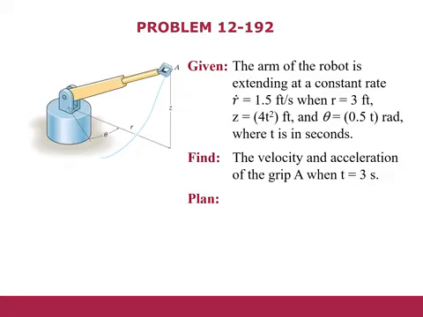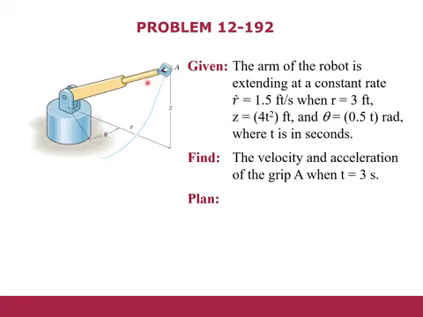Okay, let's solve another problem, which is problem 12-192. In this problem you can see that we have a robotic arm, which is actually extending in the radial direction, and also moving in the radial, transverse and z directions.